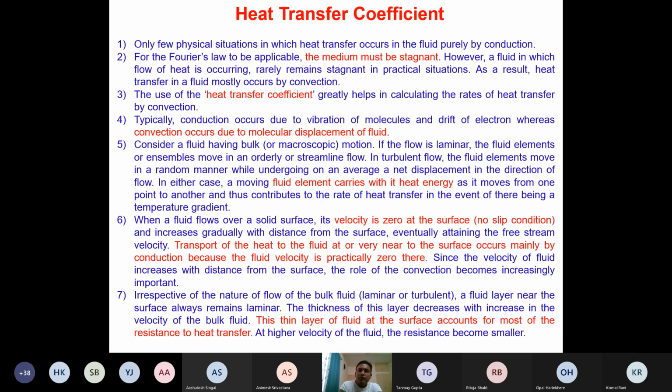Okay. So heat transfer coefficient is a very important concept. I will go through the theory which is there in this slide. This is very important to understand why the heat transfer coefficient is used at all. If you look at most physical situations, heat transfer occurs by convection plus conduction. There are only a few cases in which heat transfer occurs purely by conduction.